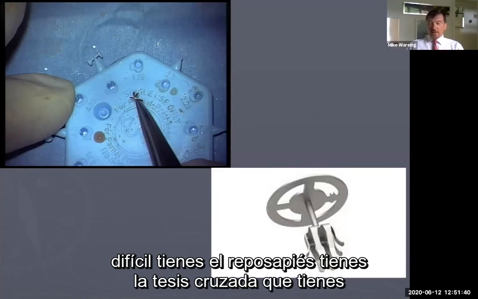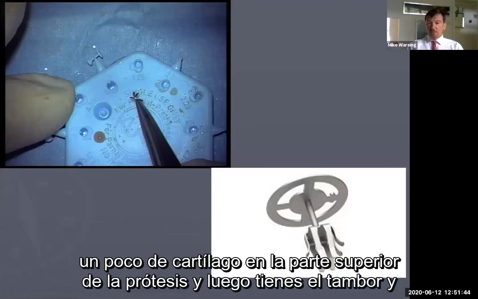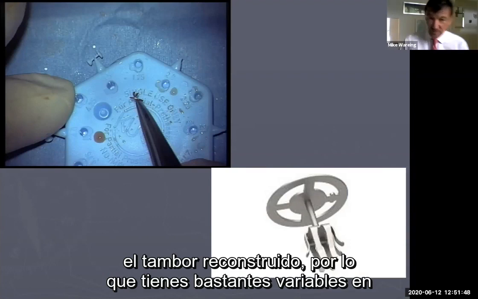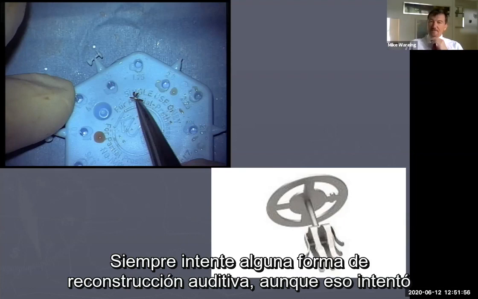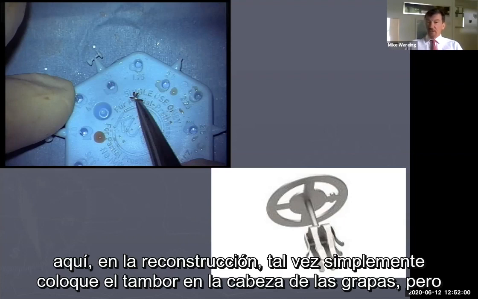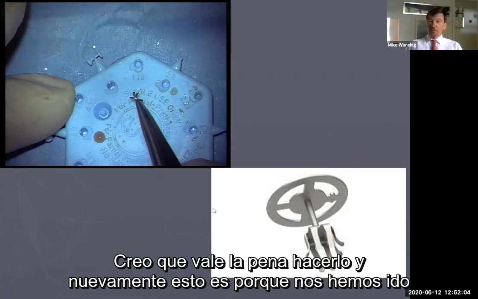You've got the footplate, you've got the prosthesis, you've got some cartilage on top of the prosthesis, and then you've got the drum as well, the reconstructed drum. So you've got quite a lot of variables in there, but it's certainly possible to get good results. I would essentially nearly always attempt some form of hearing reconstruction, although that attempted hearing reconstruction may be just putting the drum on the head of the stapes. But I think it's worthwhile doing it.